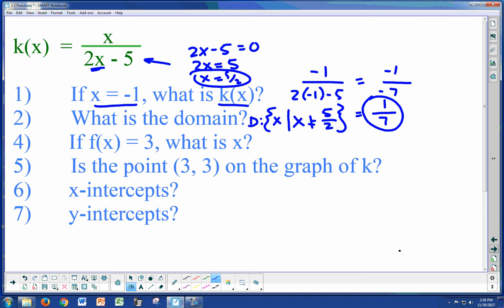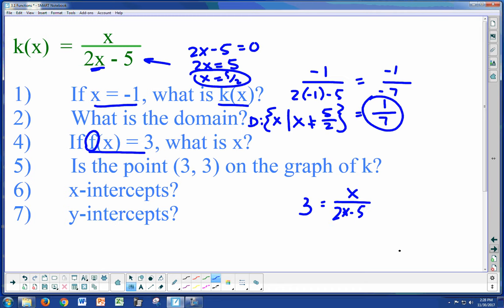This one is kind of a cute little problem. F of x is 3. What is x? In this case, of course this is written improperly, right? This should be a k of x, but don't worry about it. So k of x is 3. And what is x? So that's x over 2x plus 5. Oh yeah, sorry, it's going to be 2x minus 5. That's what that was down there, 2x minus 5.